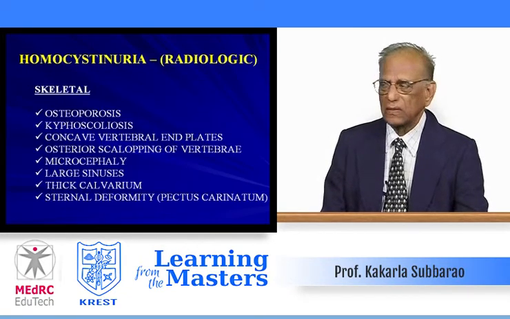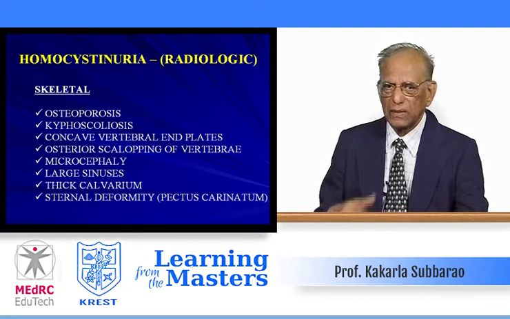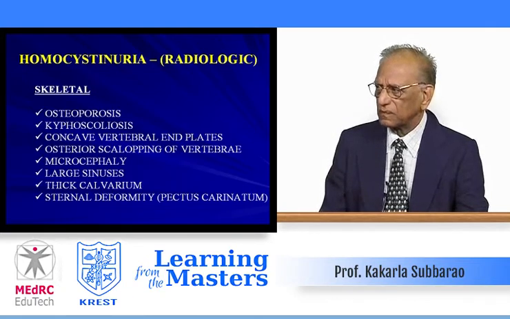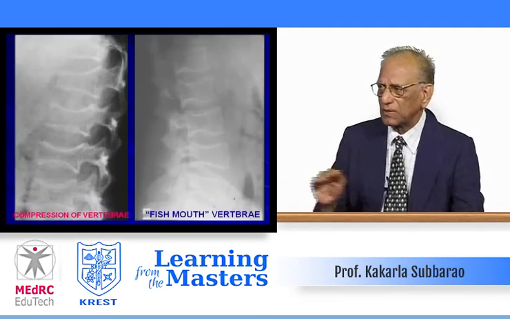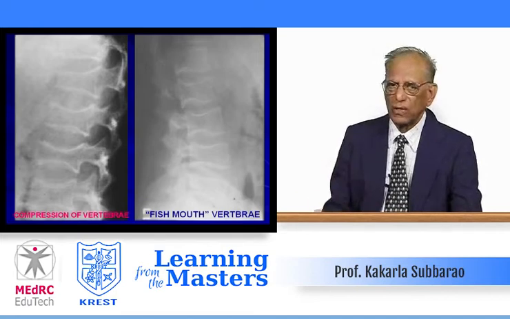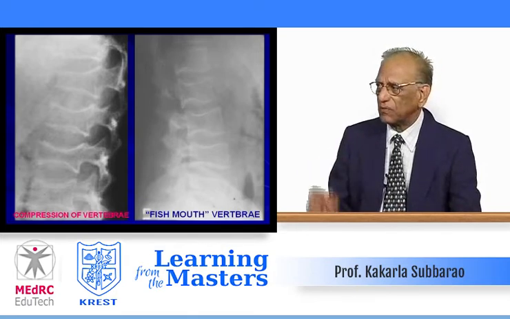Radiologically, skeletal changes, again osteoporosis, kyphoscoliosis, concave vertebral end plates, posterior scalloping of vertebrae, microcephaly, large sinuses, thick calvarium, and sternal deformity, namely pectus carinatum. And again in the spine you see compression of the vertebral bodies, central wedging with osteoporosis. Note the differential between the cortex and spongiosa and fish mouth vertebrae.